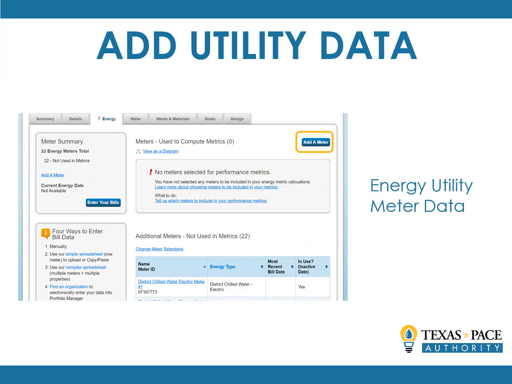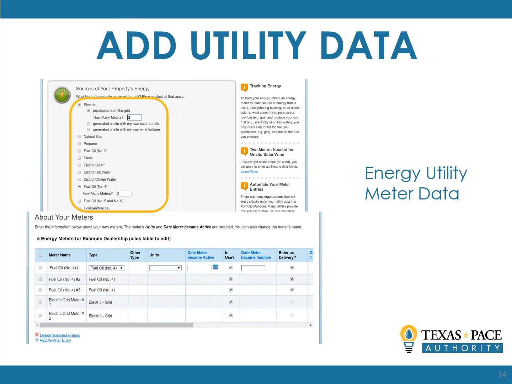You can begin inputting your energy data under the Energy tab in My Portfolio. This tab allows you to measure your energy usage by entering your utility bills. In order to begin entering your bills, you will need to add your utility meters using the Add a Meter button. This will allow you to enter all your energy sources the building utilizes.